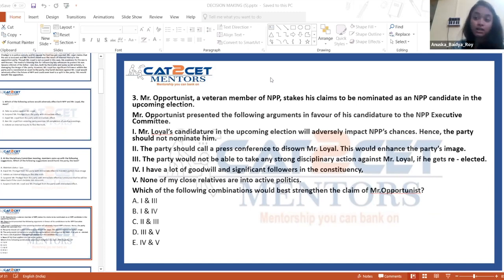Loyal if he gets re-elected. Now, this is a lot of assumption. The assumption is his son will be proven the murderer and the party will have to take disciplinary action. Also, even if Mr. Loyal gets re-elected and his son is a murderer and he tries to protect that person, the party can take disciplinary actions against them.